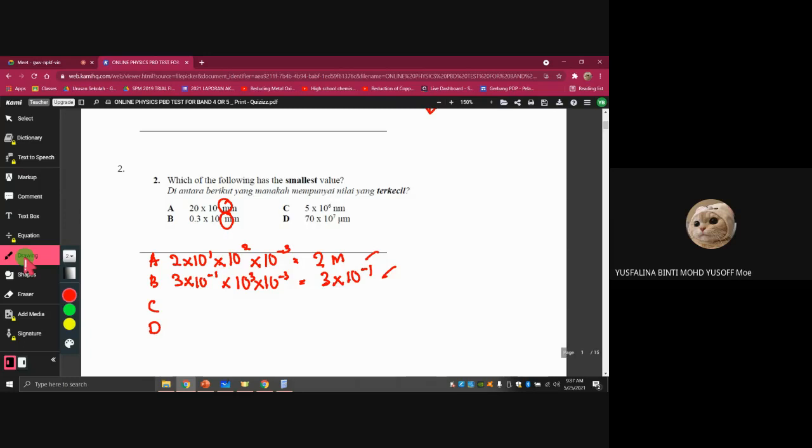C is 5 times 10 power of negative 3, right? So is it correct? 5 times 10 power of 6, nano is 10 power of negative 9. So 5 times 10 power of negative 3 meter. Okay, very good. Okay, how about D?